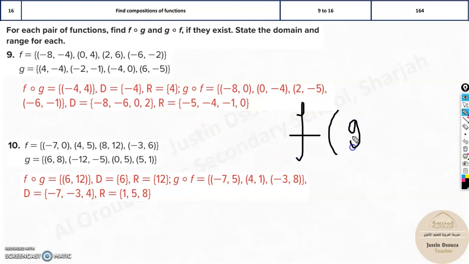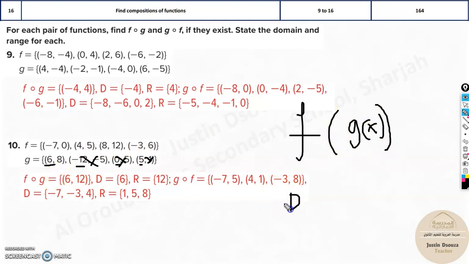f of g of x. So what happens is the domain will be whatever x values of g. So the function f of g of x, right? The domain is all the x values of g, but provided they must exist. Now g x 6, minus 12, 0, 5. Now over here these do not exist, so we are not considering. Only 6 exists. 6 and 8, 8 is 12. So that is the answer.